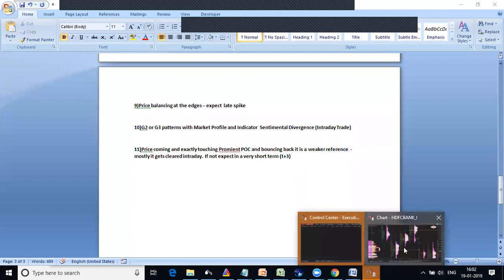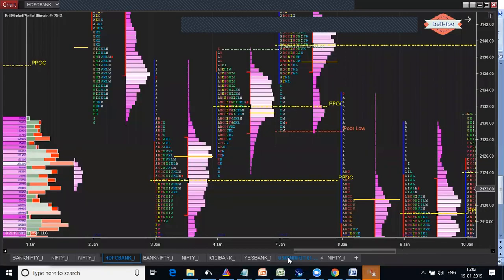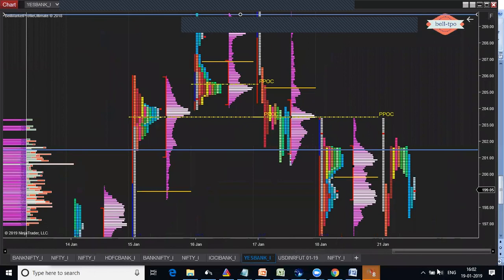So again, that means the bank is not going to move up or go down faster. Even if they go down a little bit, within 1 or 2 days you can expect price to come back and clear the 204 levels.